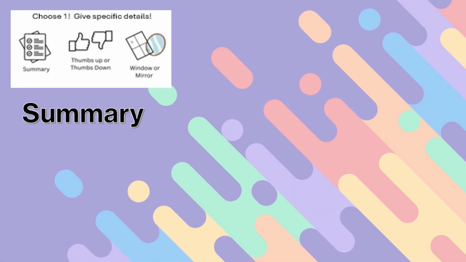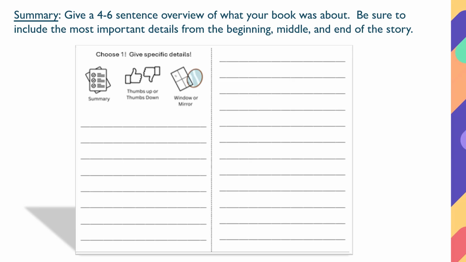All right, so the first one we're going to talk about is summary, and that's this one right here. Let's jump right in. For summary, you should be giving a 4 to 6 sentence overview of what your book was about. You're going to be sure to include the most important details from the beginning, middle, and end of the story.